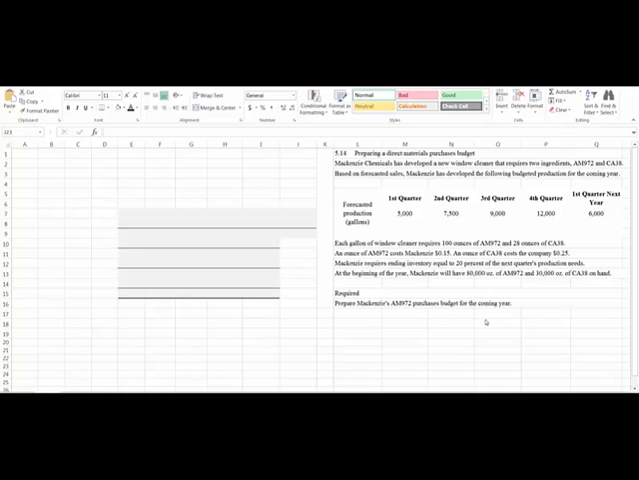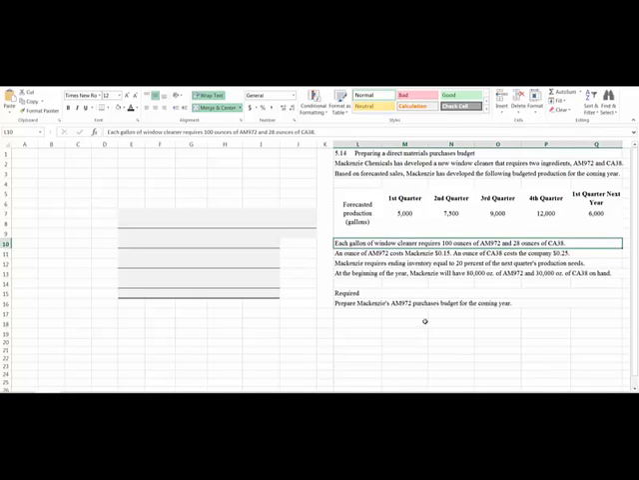Alright, so we're given information about two different direct materials ingredients, but we only really need one for our budget. So let's change the color of the font here, or you could highlight or underline, so that we only find the information about AM972 because we're not interested in CA38.